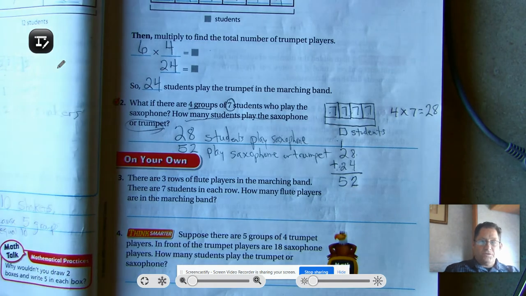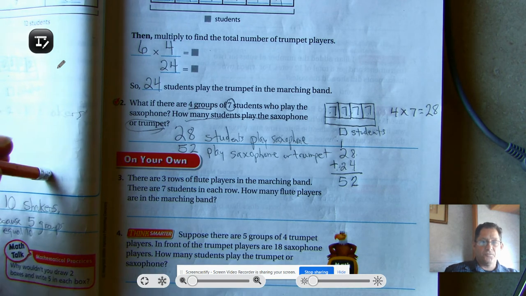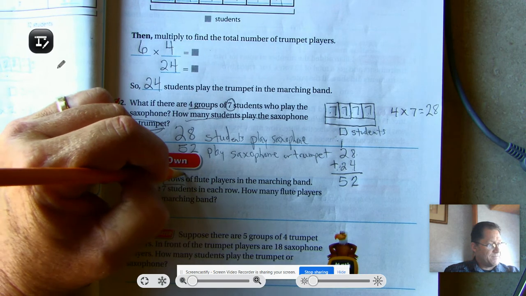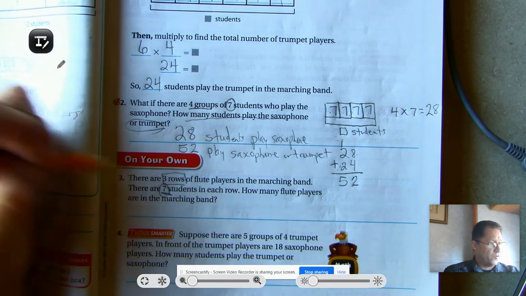There are 3 rows of flute players in the marching band. There are 7 students in each row. How many flute players are in the marching band? Okay, so 3 rows is the same as saying our 3 groups, and in each row there are 7.